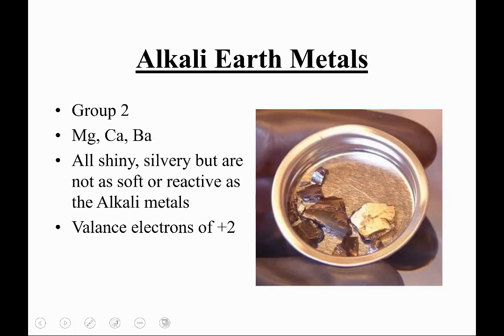Group 2, the alkali earth metals: magnesium, calcium, and barium. And there's more than that; those are just three examples. They're all shiny and silvery, not as soft, not as reactive. Mind you, they still are reactive. They still will react with water, but not as violently as group one, the alkali metals. Number of valence electrons for them is 2.